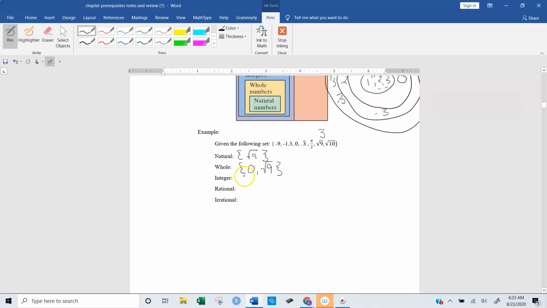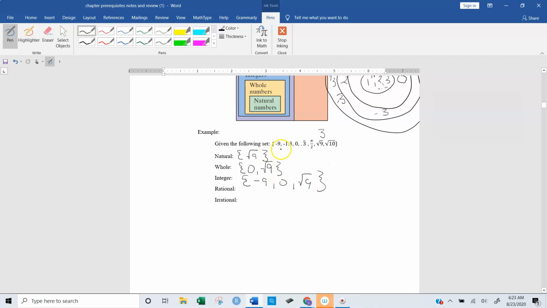All right, integers. That's kind of when Jack learned negative whole numbers. Let's see what we got here. Well, negative 9, that one counts. Negative 9, negative 1.3, nope, still don't know decimals. 0, yeah, he knows that. Square root of 9, that has to be there yet. All right, that's all we get for integers.